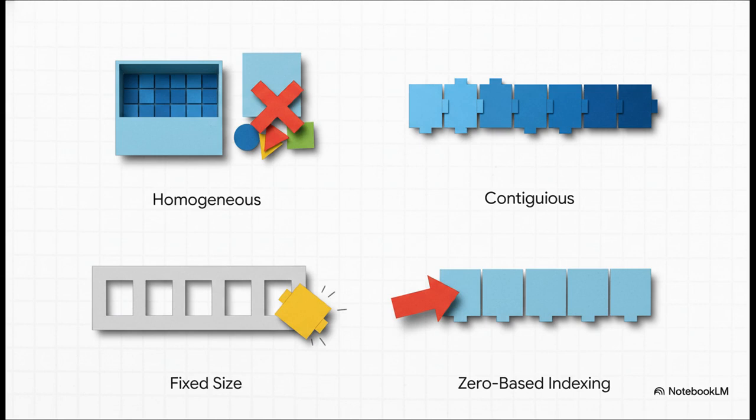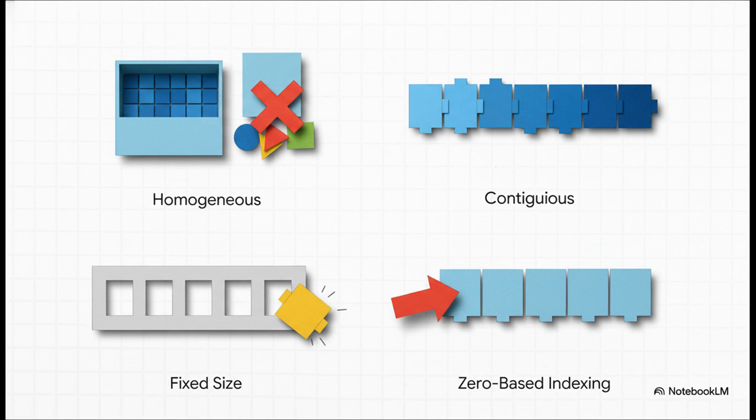Okay, now there are 4 key rules you've got to get down. First, they're homogeneous. That's just a fancy way of saying all the elements have to be the same data type. You can't have an array of integers and then suddenly throw a character in there. Nope. Second, the memory is contiguous. This is a big one. It means all the elements are stored right next to each other, side by side in memory. This is what makes them so fast.